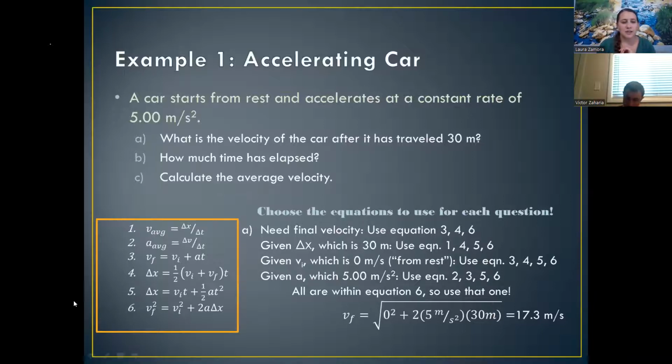So if we take equation 6, I just simplified it for you. I got rid of the square on final velocity by taking the square root. So we plug in what we're given, right? From rest means an initial velocity of 0. 2 times our acceleration of 5 times our change in position of 30. That gives us a final velocity of 17.3 meters per second. All right.